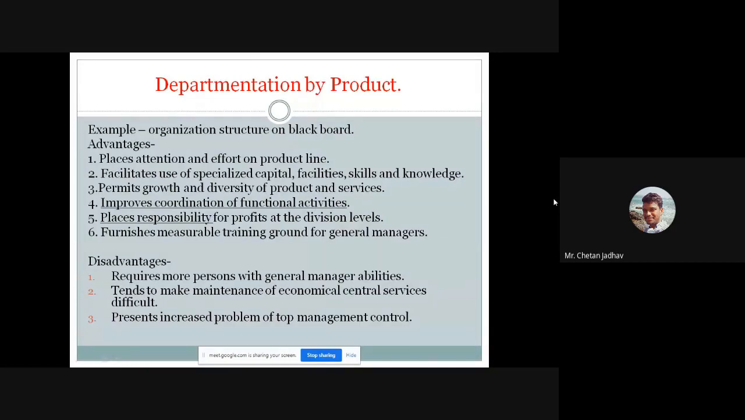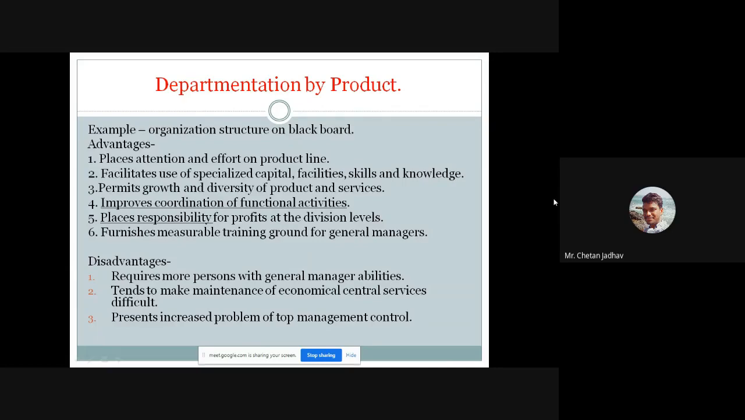But we are going to make departmentation product wise, meaning buses, cars, trucks. In that bus department, like a product department, we are going to again divide into design department, production, manufacturing, inspection, and this is the same department wise. Second product, buses, four wheelers, two wheelers, three wheelers. Like this way we will divide each and every department. So we will require more persons for each and every product department. This is the main difference.